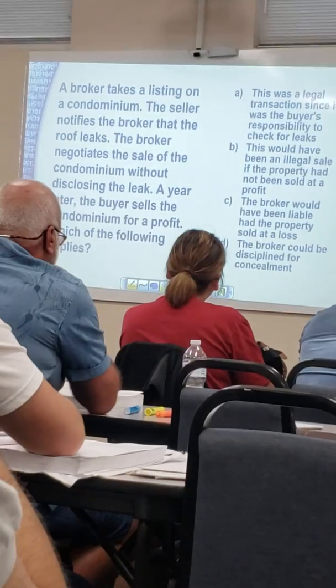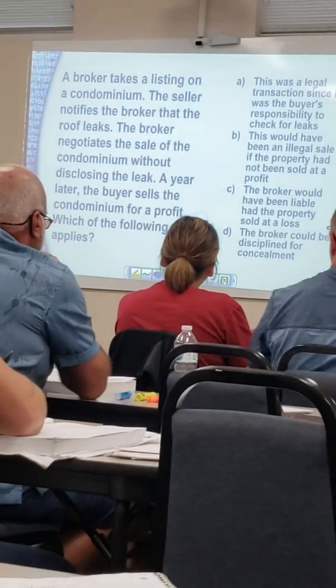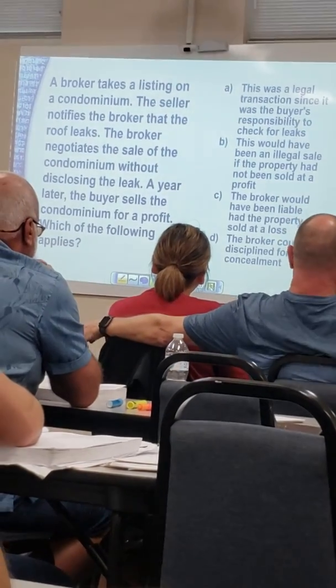Broker takes the listing on a condominium. Seller notifies broker that the roof leaks. Broker negotiates the sale of the condo without disclosing the leak. A year later, buyer sells the condo for a profit. Which of the following applies? Violation of law. It's fraud. That means the broker has some serious issues with their license, or concealment.